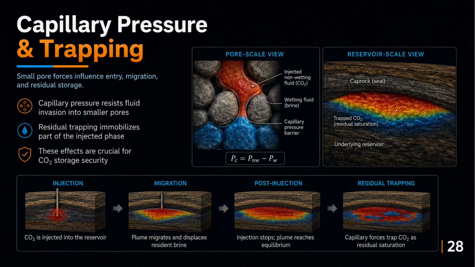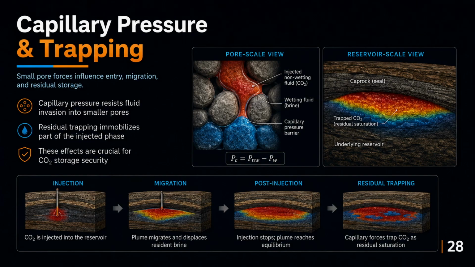In CO₂ storage, capillary pressure is important for caprock sealing and residual trapping. CO₂ cannot enter very small caprock pores unless pressure exceeds the capillary entry pressure. This helps explain why caprocks can seal buoyant CO₂. Inside the reservoir, capillary forces can trap disconnected CO₂ ganglia when brine flows back, creating residual trapping.